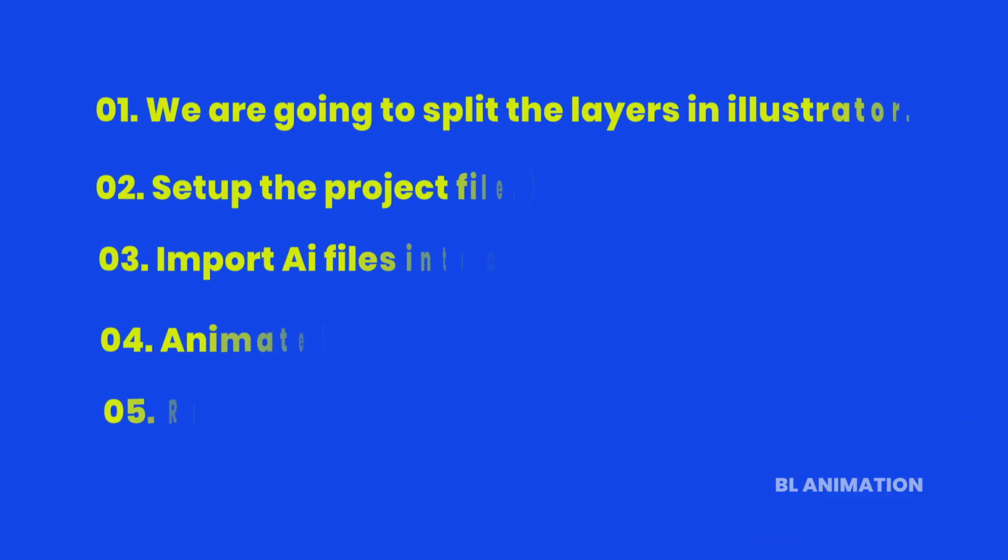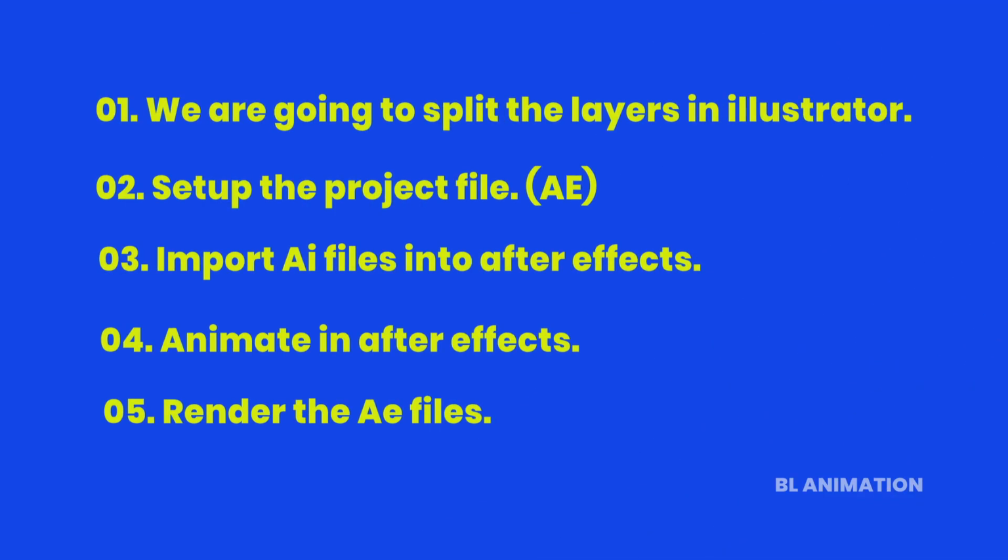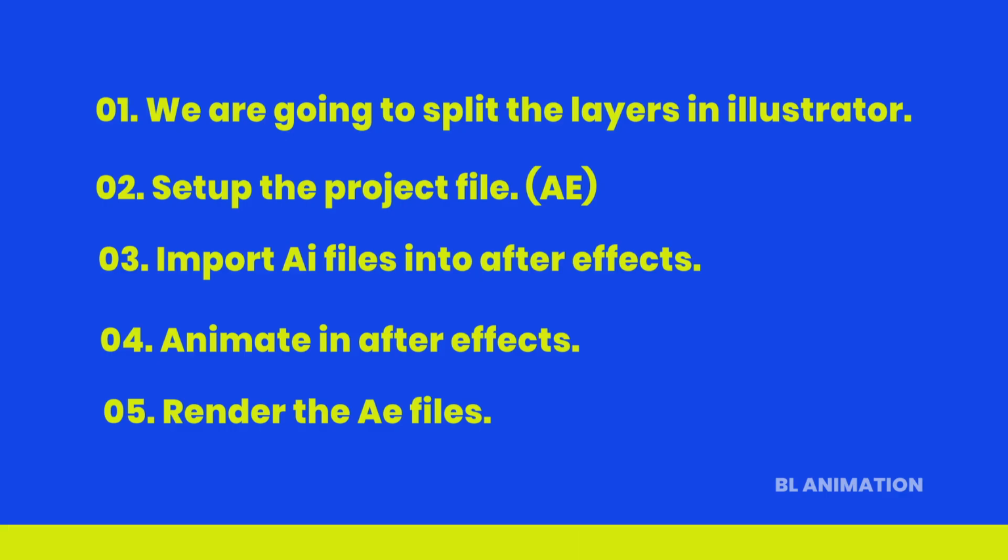First, we are going to put the downloaded file in Illustrator. Then, we are going to prepare the file as if we are preparing it for animation. We are going to import that file in After Effects. After animating the imported file, we are going to render it as a video. So, this is what we are going to see in this video.